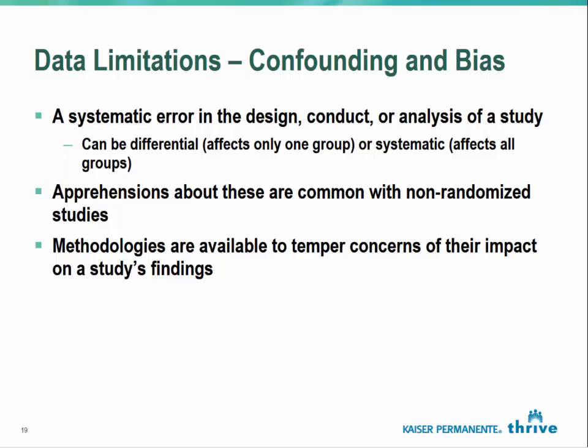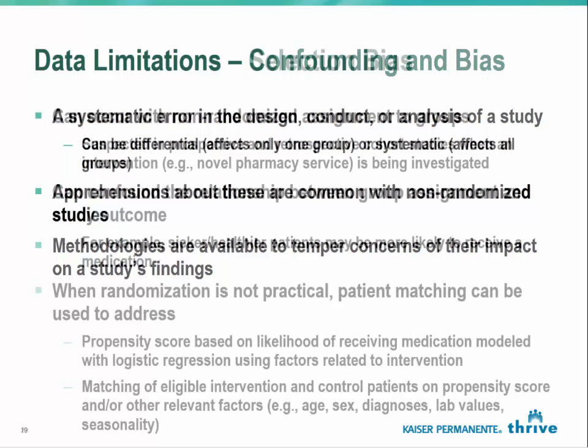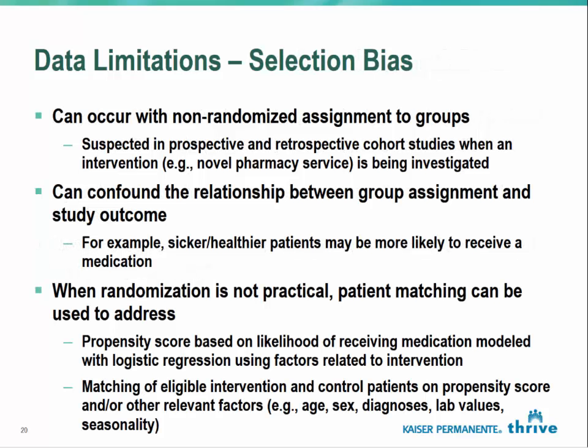Methodologies are available to adjust or control for some of these impacts on the study's findings, and let's go through what they are. So one of the big limitations is selection bias, and this can occur, as in our prospective study we just went through, with non-randomized assignment to groups. So in this case, the selection is being driven by looking at patients who received a service or received a drug and didn't. Maybe there was some sort of underlying bias that drove a patient to get one thing or the other. It could be something as provider's choice. It could be the patient's choice, something along those lines.